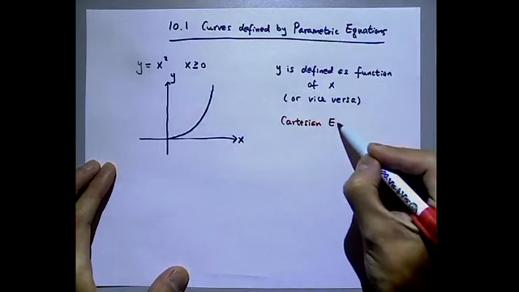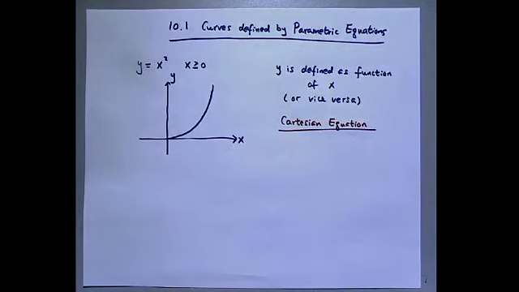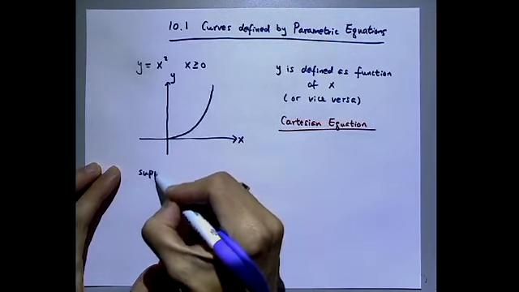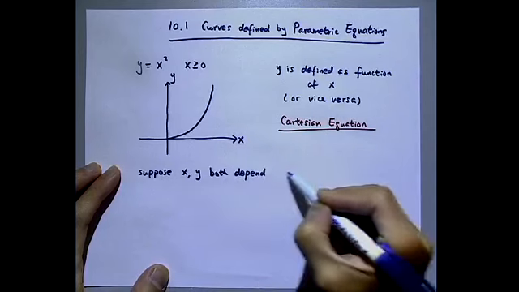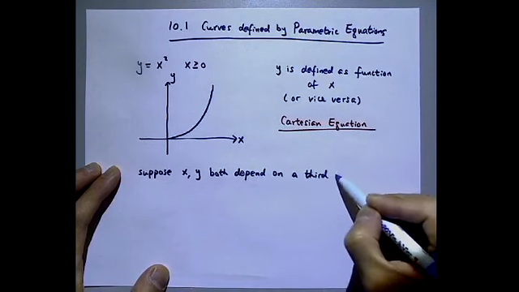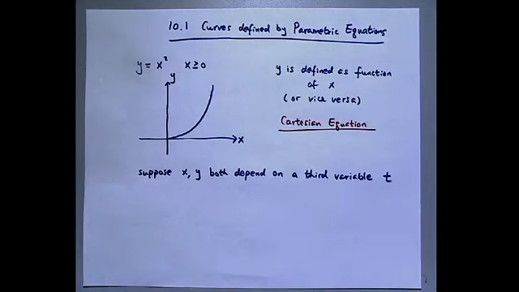This kind of equation is called a Cartesian equation, when we relate x and y, and in 3D, z directly. Okay, now suppose that x and y here also depend on a third variable. And we'll use t, because in many applications, t stands for time. It doesn't have to be time, but thinking of it in terms of time helps seeing what's going on here, and that's what happens with a lot of applications.